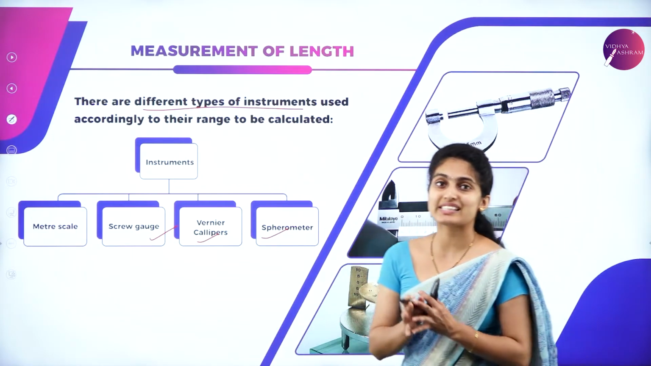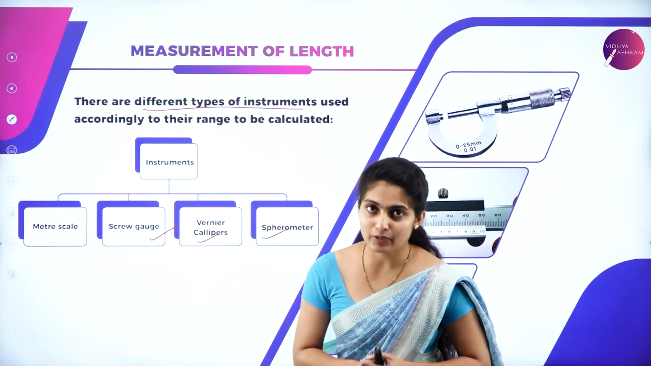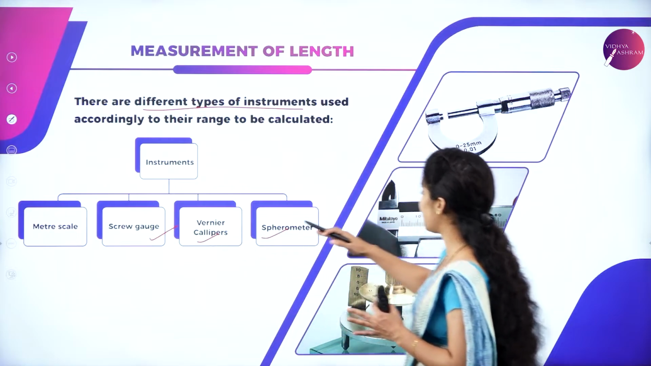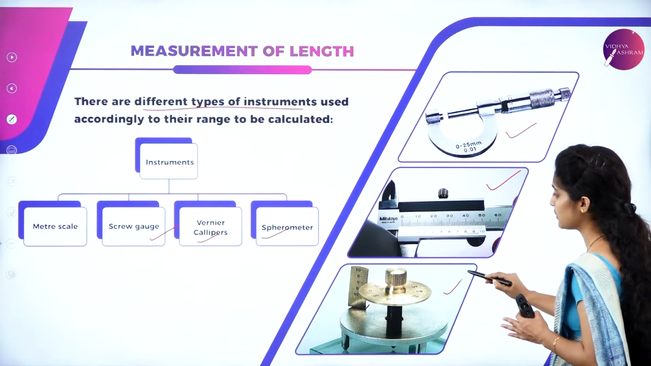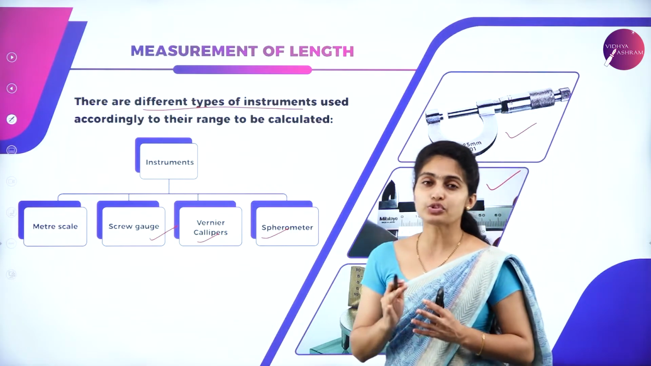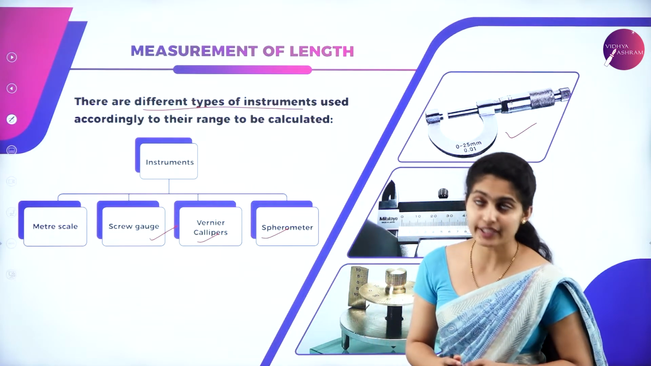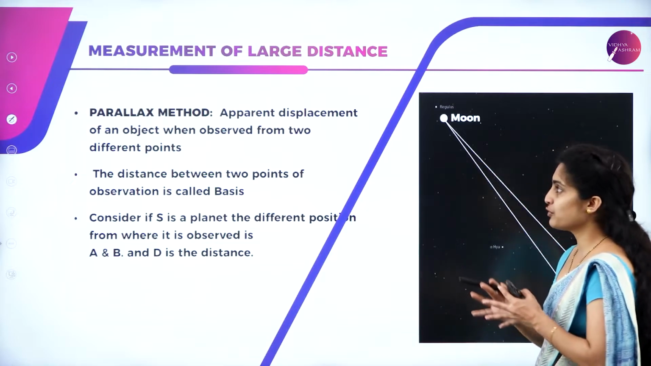All these things you will study in your first PU laboratories, because you can find these in laboratories, which is given over here. This is screw gauge, this is vernier calipers, this is spirometer, which is used in order to find out the length. Okay, so next is measurement of the large distance.